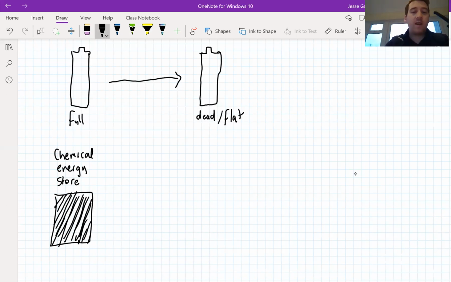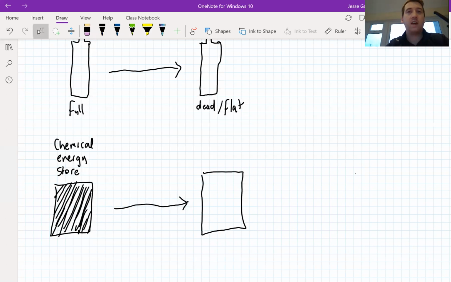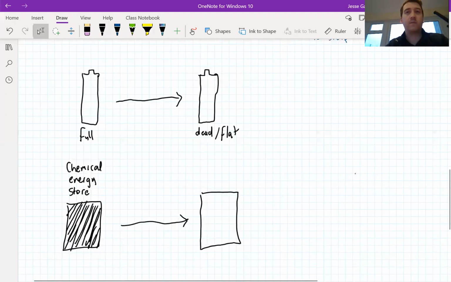When the battery is dead, you've used it all up, you've used up all the energy, the chemicals inside the battery aren't able to react anymore and release more energy. So what we say is now the dead or the flat battery doesn't have any energy left in its chemical energy store. That's a battery.